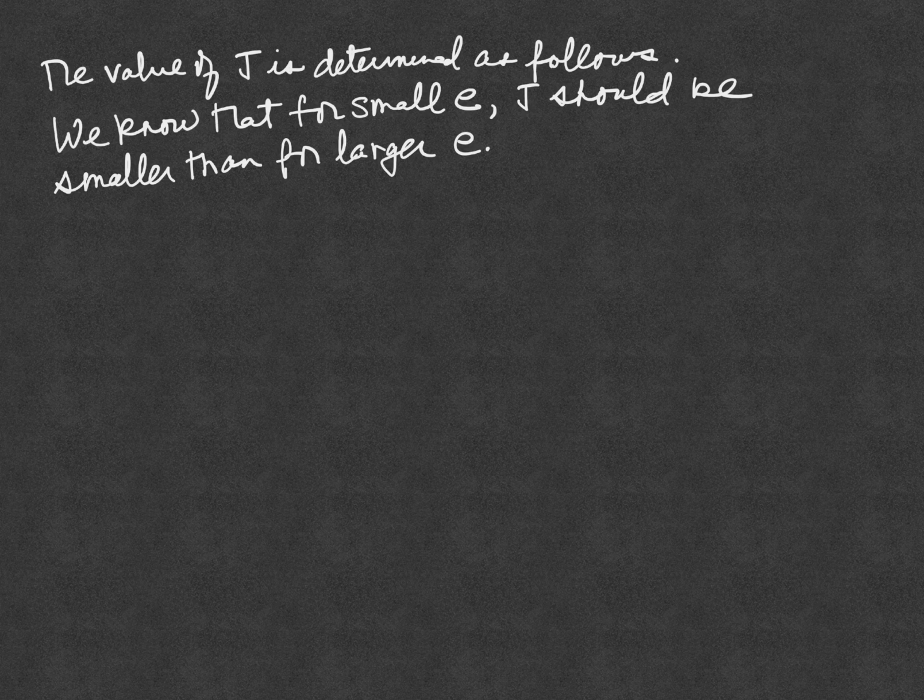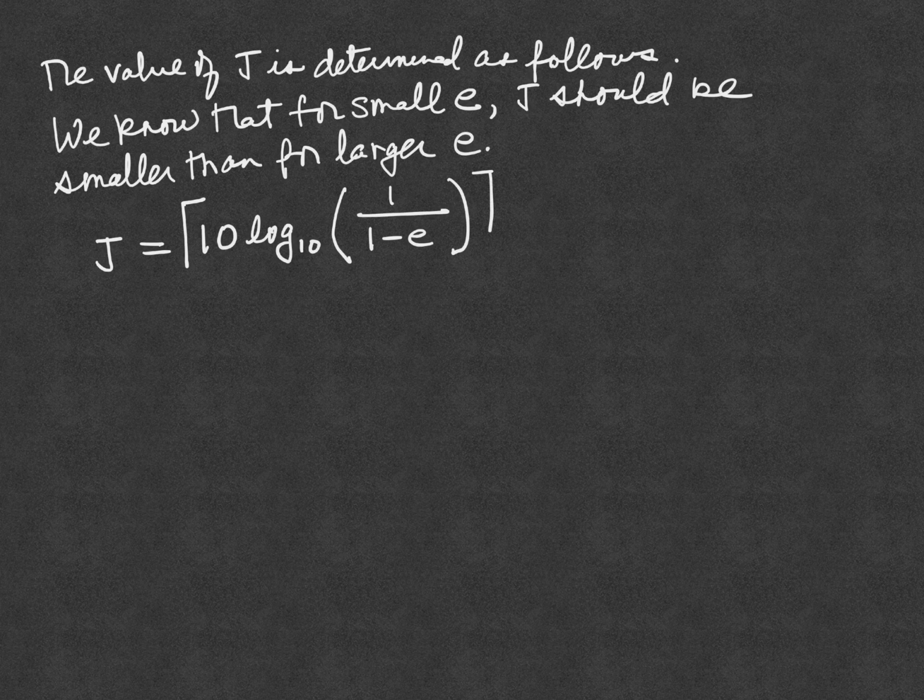So what we're going to do is actually this. We're going to say J is equal to 10 times the log base 10 of 1 over 1 minus e. Now, that in and of itself doesn't exactly work. So what we're going to do is take the largest integer in that.